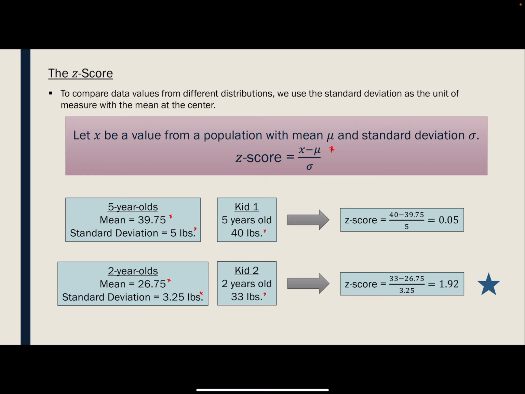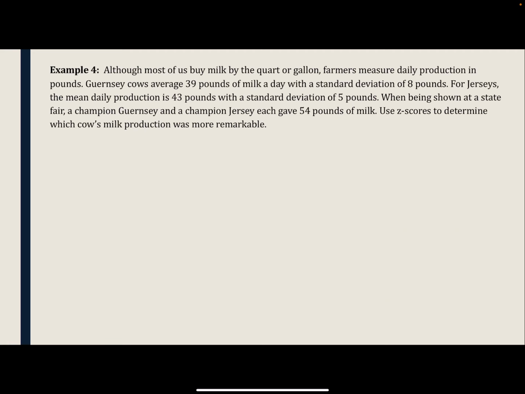So if we wanted to say, okay, now which kid is bigger relative to their distribution, we would say, again, that kid 2 is bigger. Let's do another example.